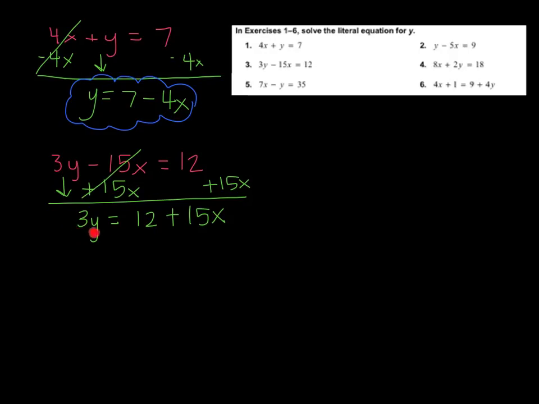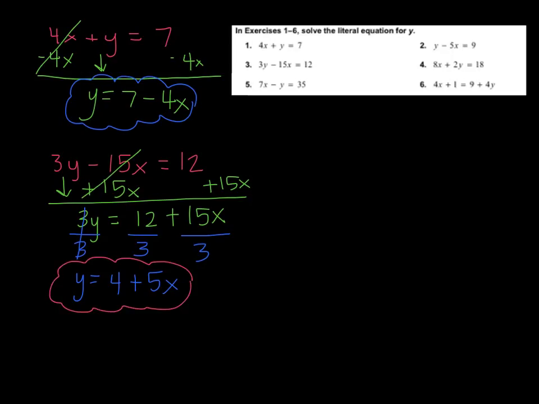Alright, so unlike the last problem, we still have something we have to deal with here. Notice 3 is being multiplied by y, so y is not by itself yet. So the opposite of multiplying by 3 would be to divide. Now don't forget, you have to divide every single piece of the equation by 3. So 3 divided by 3 makes 1y. And then on this other side, 12 divided by 3 becomes 4. And 15x divided by 3 becomes positive 5x. And once again, you have now isolated y. And you can move on.